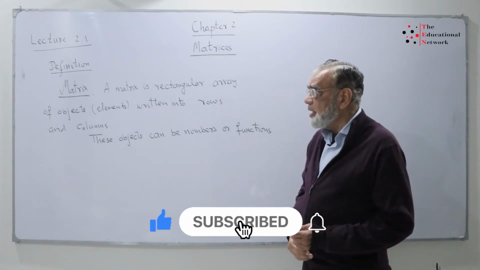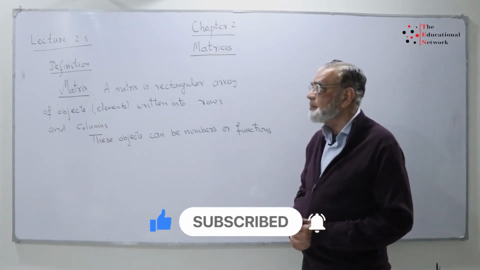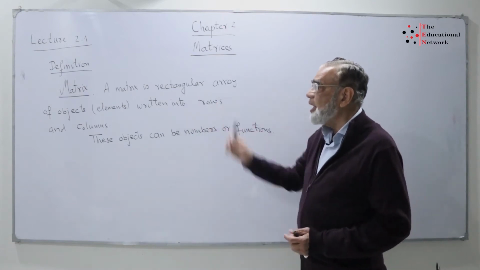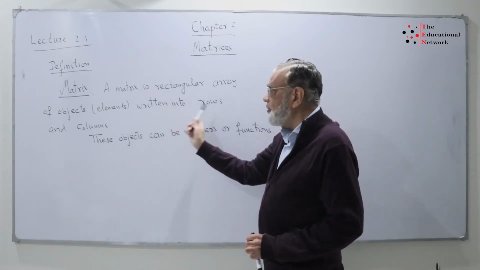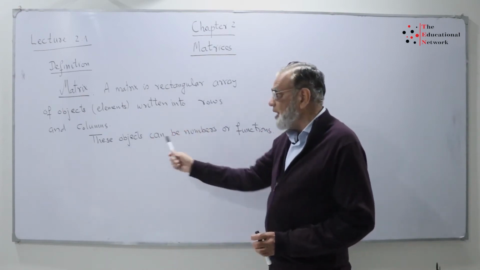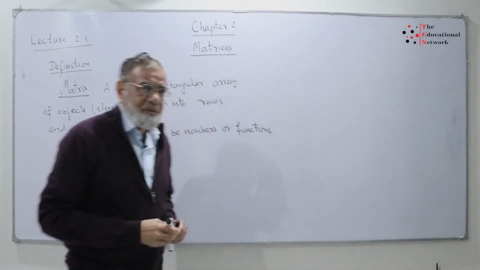We have already given the definition of the matrix in chapter 1. I'm just going to repeat that. A matrix is a rectangular array of objects, or we say elements, written in the form of rows and columns. These objects can be numbers or functions, and they can be of any size.